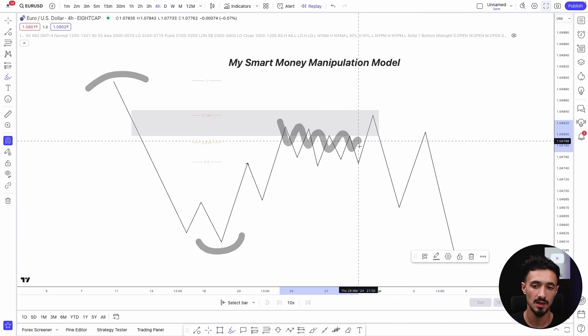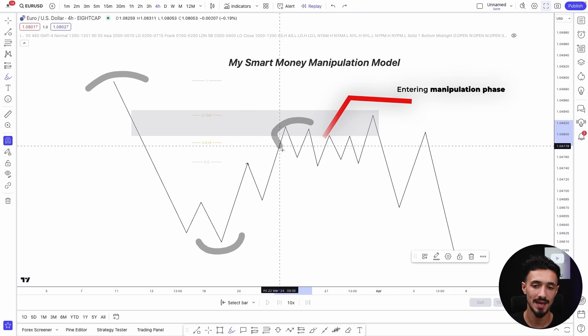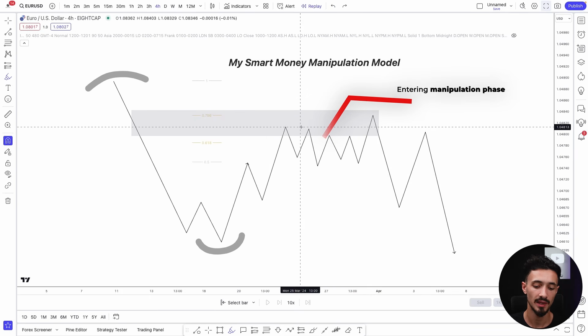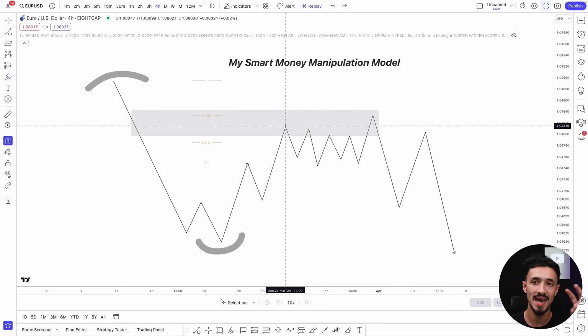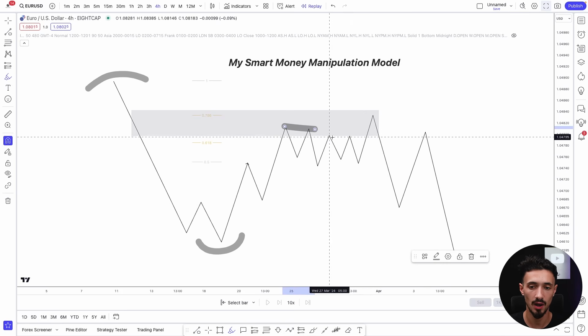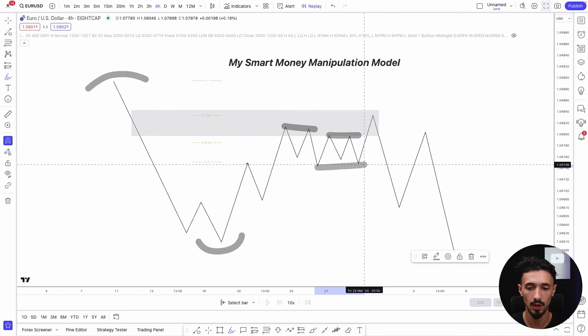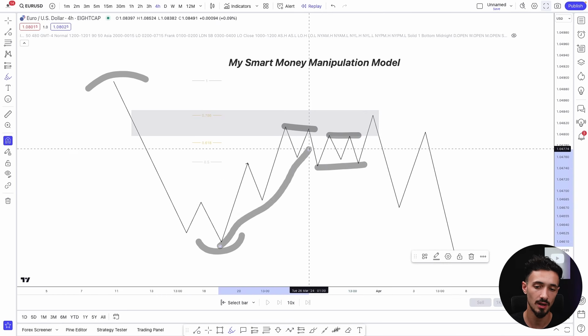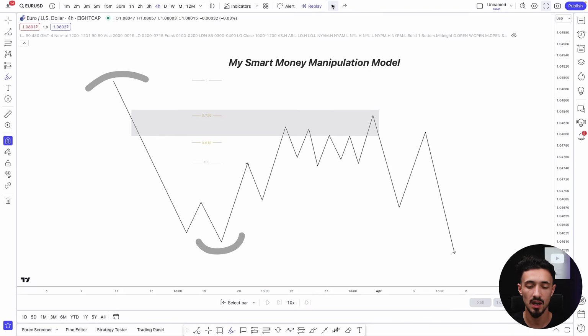Okay, great. And then what I'm looking for is as price approaches this level, we're going to see a slowdown in price. And the reason for that is because now we're entering into the manipulation phase. What's going to happen is that price is going to start to print these repeatable textbook strategies that you see. So you're going to see trend lines that are trending down. You're going to see equal highs. You're going to see equal lows. You're going to see trend lines trending up. You're going to see all of these different types of internal liquidity models.